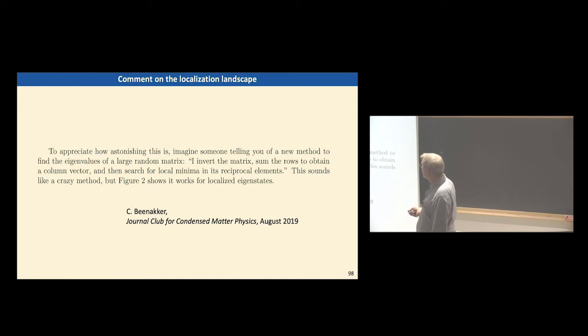It says, to appreciate how astonishing this is, imagine someone telling you of a new method to find the eigenvalues of a large order matrix. I invert the matrix, sum the rows to obtain a column vector, then search for local minima in its reciprocal element. This sounds like a crazy method, but figure 2 shows it works for localized eigenstates. So it's basically where we are. Thank you.